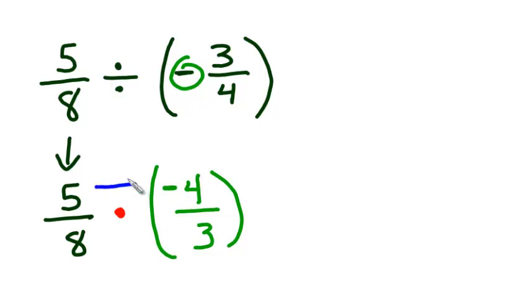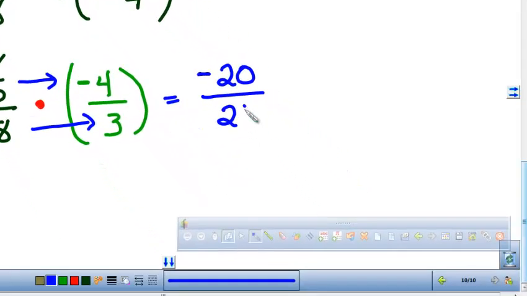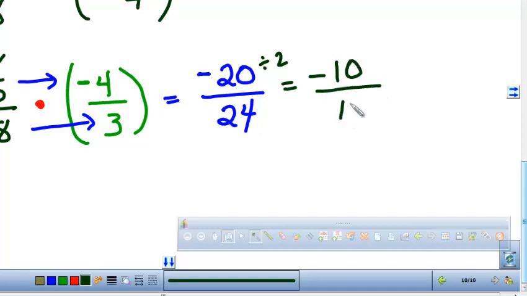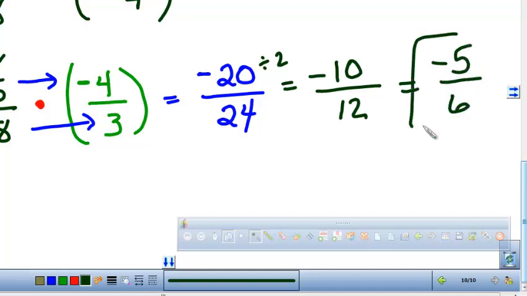And now multiply. 5 times 4 is 20, but there's one negative sign, so it's negative. 8 times 3 is 24. And this one can divide by 2. I get negative 10 over 12. And then I get negative 5 over 6. I've finished.